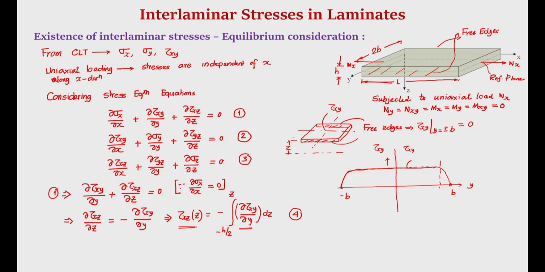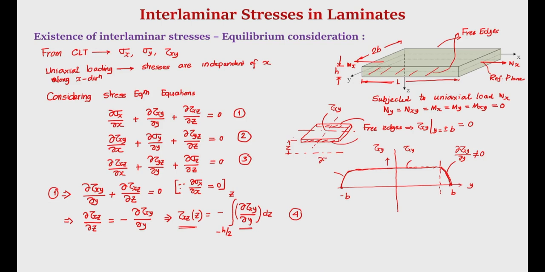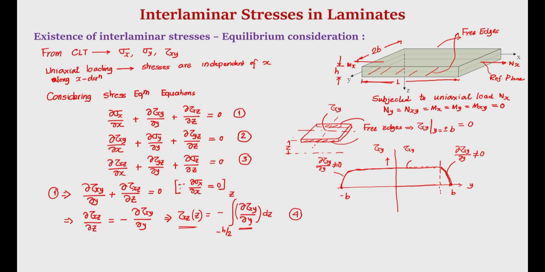Now, if you look at this region, it may be linear, it may be quadratic, it may be exponential, how it drops down to 0 is not important at this point of time, but that means there is a del tau xy del y at this region. That means near the free edge, there is a gradient of tau xy with respect to y, same is true here. Now, we have seen from equation 4 that if this del tau xy del y is not 0, that leads to existence of tau xz. Therefore, even though there is no tau xz here, because at this region there is a del tau xy del y, therefore, there is tau xz as a function of z.